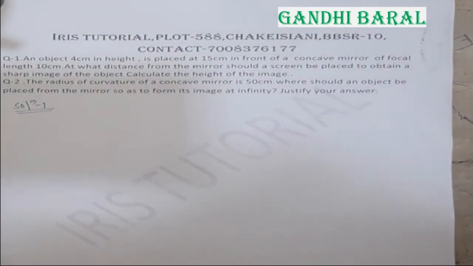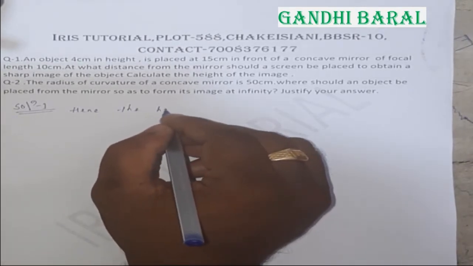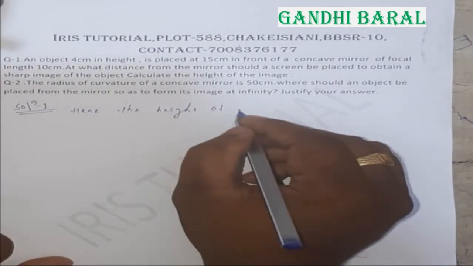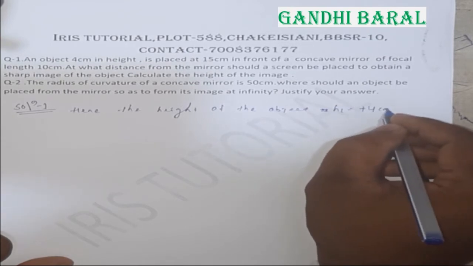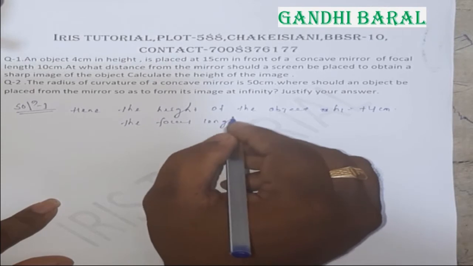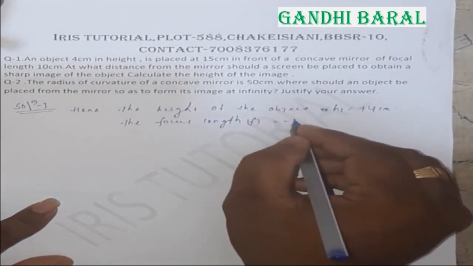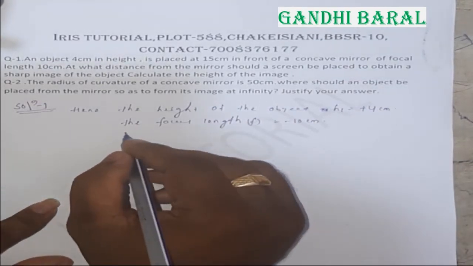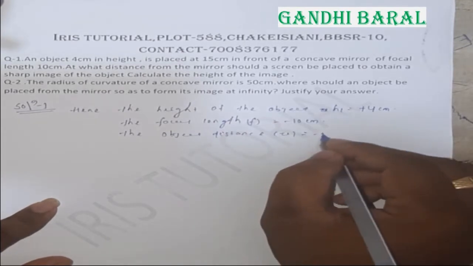Now in this question, the height of the object is 4 cm. Here the height of the object h1 is equal to plus 4 cm, and the focal length f is minus 10 centimeter, and the object distance u is equal to minus 15 centimeter.